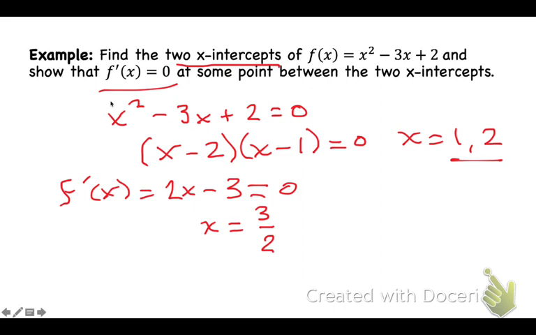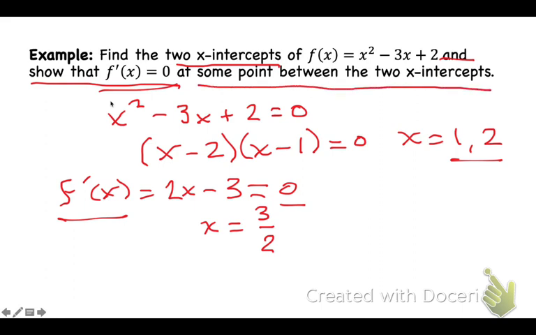So explain the third step. Which third step? The one under the factoring. Well, in the directions it says to show that f prime of x equals 0. So we had to find f prime of x and set it equal to 0 at some point between the two x-intercepts. Here are my x-intercepts. Is 3 halves between 1 and 2? Yeah, but how did you? I added 3 divided by 2.